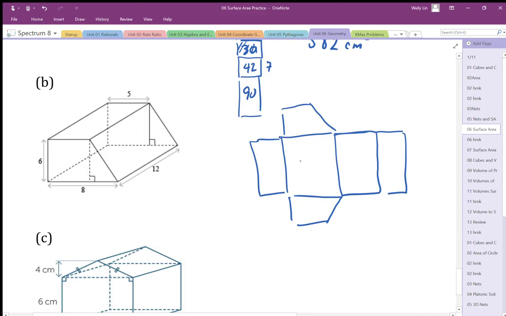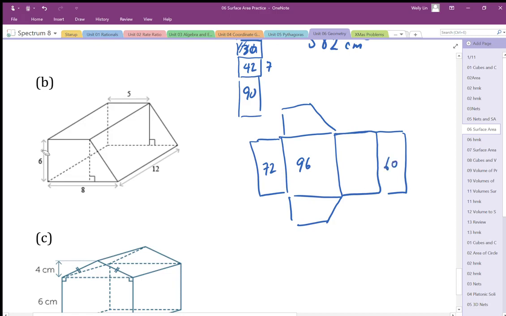The bottom is 8 by 12, so 96. The back is 6 by 12. This edge here we don't know, this length here, so we're going to have to calculate that. So I'm just going to do the ones I know so far. So that's going to be 5 by 12. The top is going to be 5 by 12, that's 60.